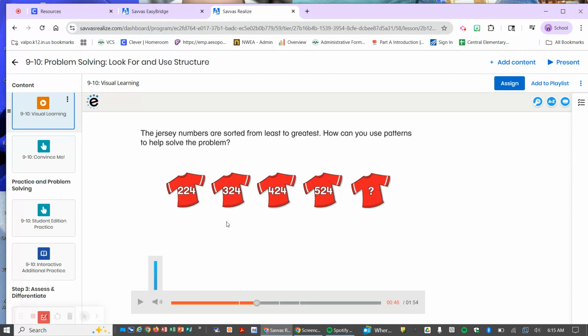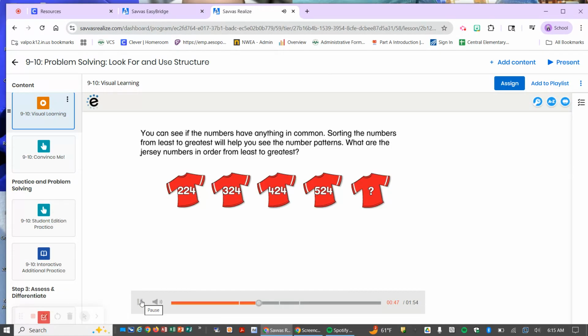Okay, so now that our jerseys are in order from smallest to largest, or least to greatest, we can see what we're counting by. Our hundreds place is going up by 1, but our tens place and our ones place are staying the same. So we are skip counting by, hopefully you noticed, 100s.